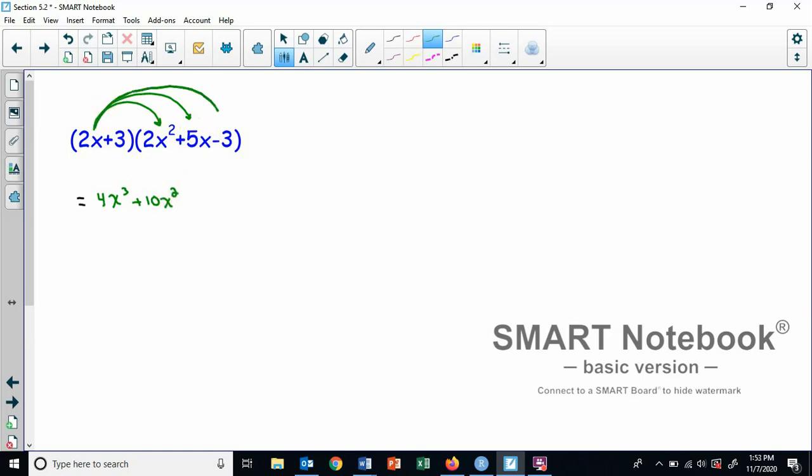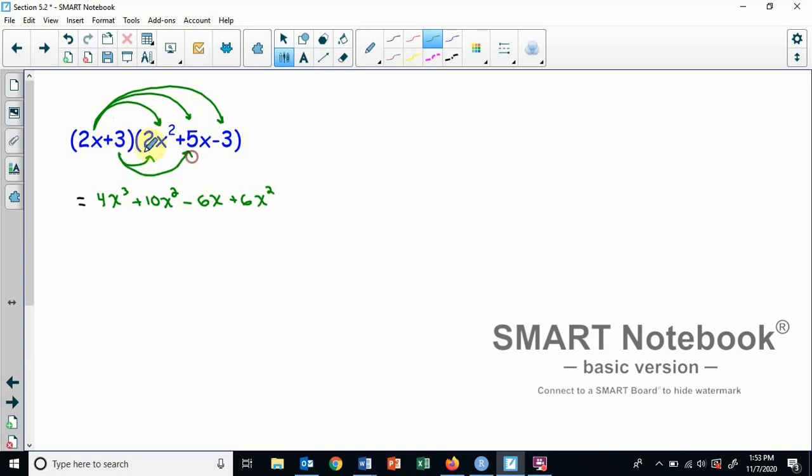I got to distribute this to everybody. I got to distribute to the minus 3. 2x times negative 3. Well, 2 times negative 3 is negative 6. And there's an x there with that term. Okay, so the 2x has been distributed to all three. Now time for the 3. So positive 3 times 2x squared. Well, 3 times 2 makes for a positive 6 with an x squared.